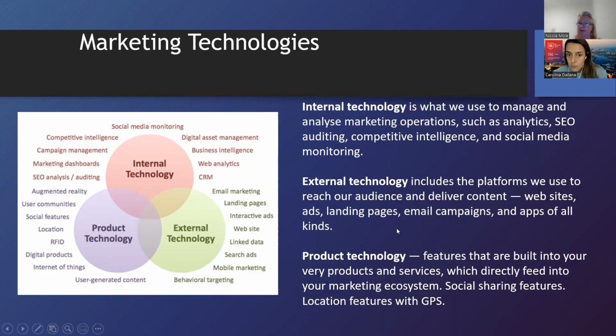External technology, that includes the platforms we use to reach our audience and deliver our content. Websites, ads, landing pages, email campaigns, and apps of all kinds. And our product technology, what are the features that are built into your products and services which directly feed into your marketing ecosystem? What are the social sharing features? What are the location features with GPS? So all of these technologies are available to a business to use.